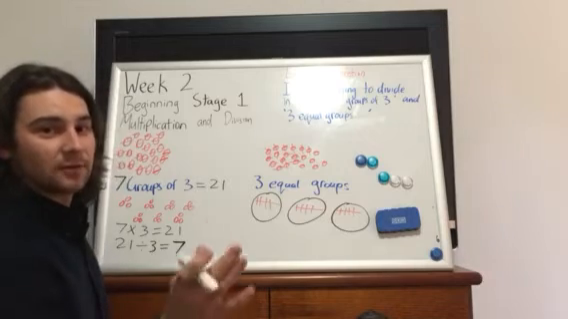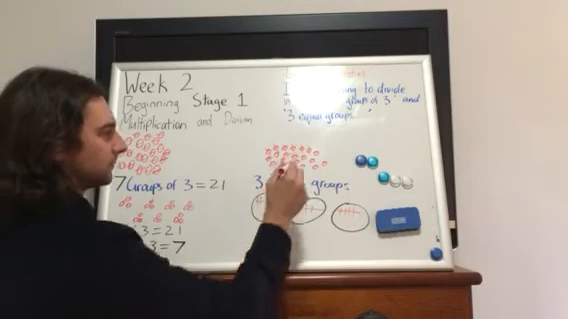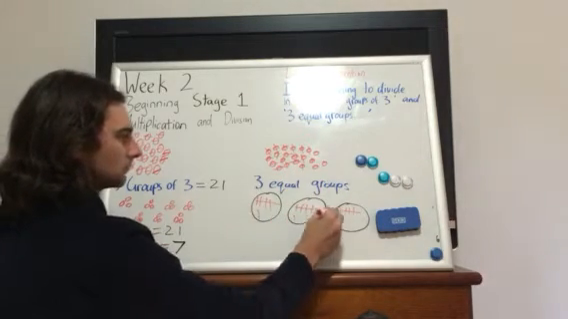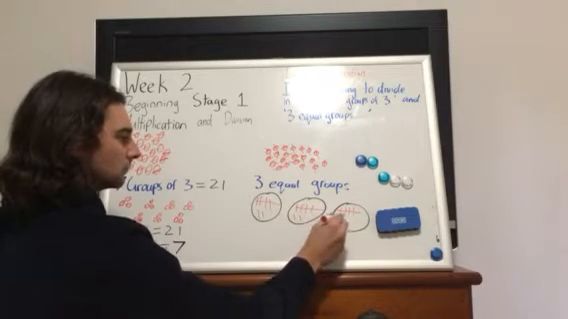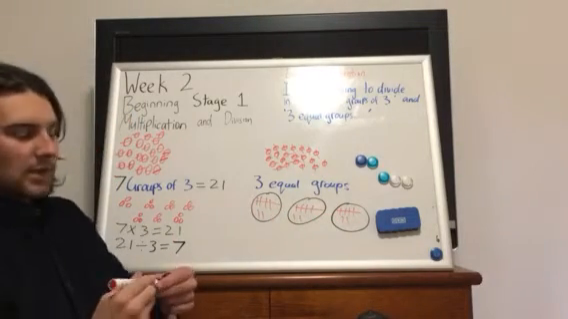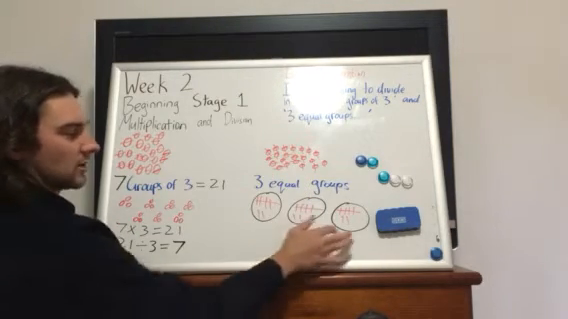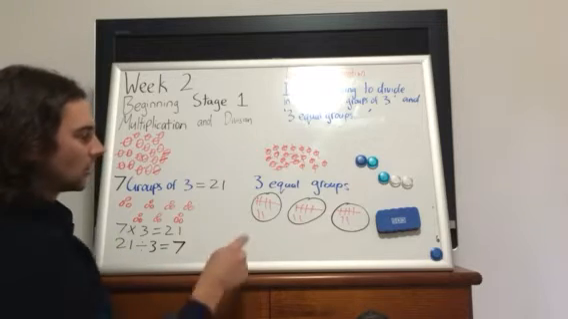Remember, when we get to 5 on a tally mark, we don't put one next to it, we put a line straight through it. Now we have no counters left over. I put them all into our 3 groups. Let me have a look. Let's count how many are in each group.